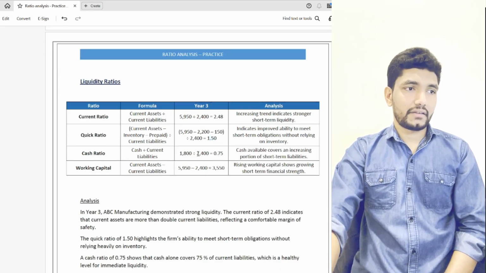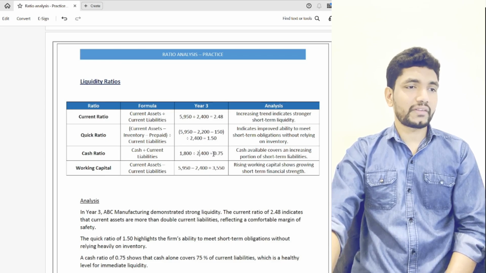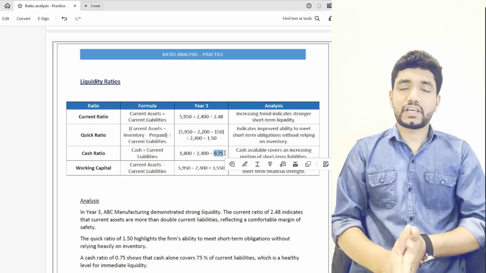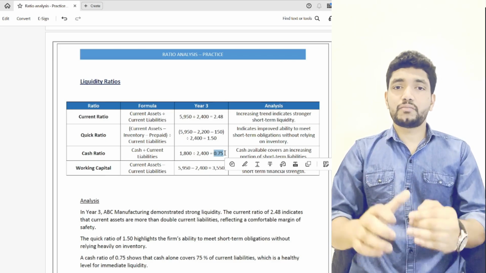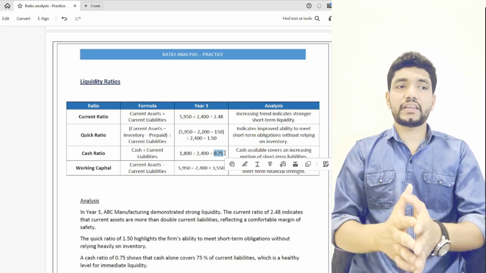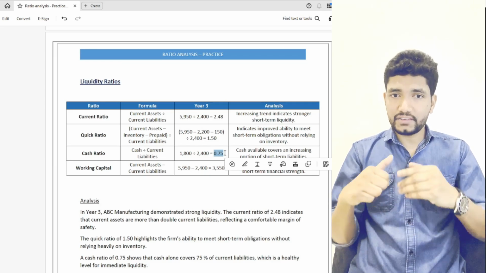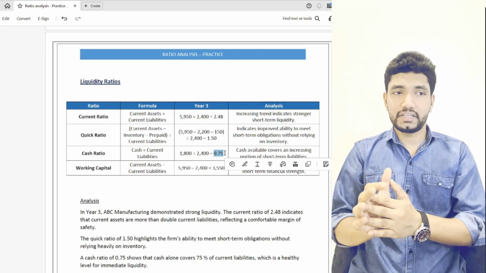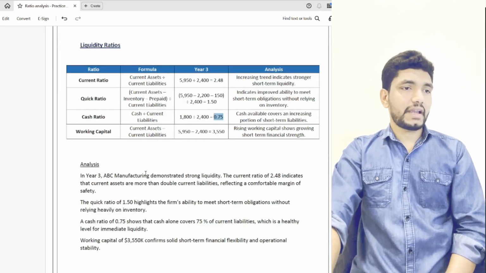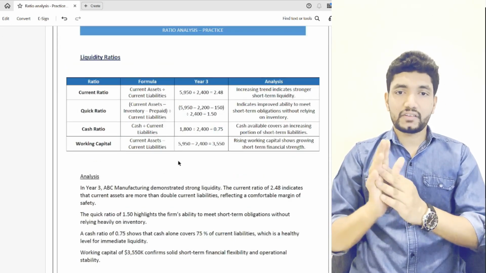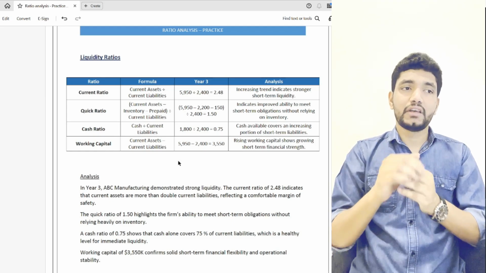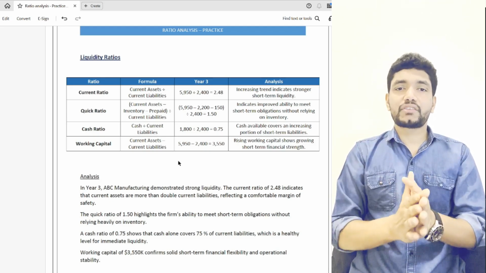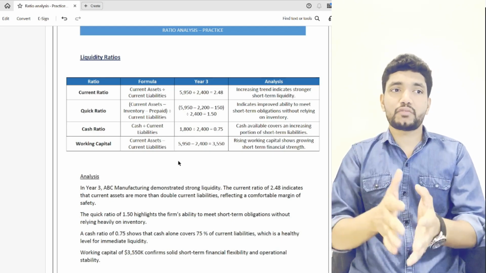Again, the cash ratio. The cash ratio here is 0.75. What it indicates is that this company can cover 75% of its current liabilities using only cash and cash equivalents. Again, the working capital. So overall, we can say that this company is in a better liquidity position. The position can be finalized once you consider the industry benchmark or our previous performance also.